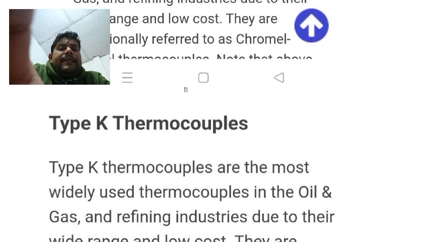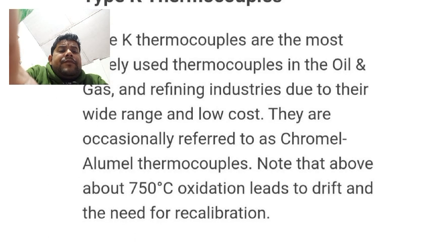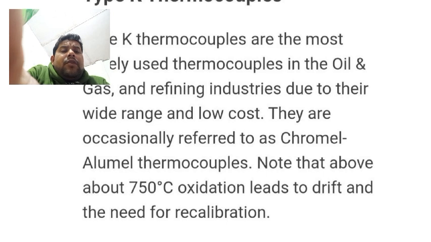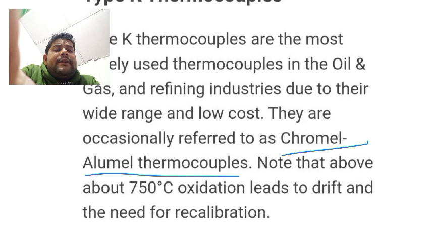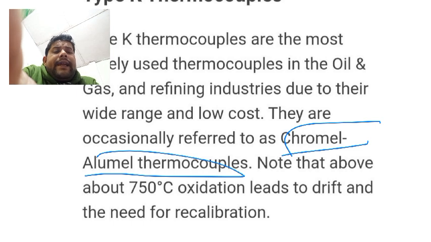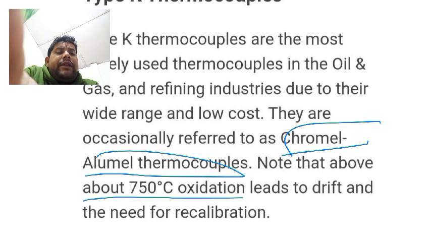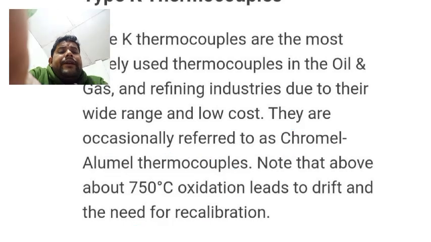Next is the K type. Low cost. They are generally referred to as the chromel alumel thermocouple. This is a very important chromel alumel thermocouple. Second, range about 750. Oxidation leads to drift, so recalibration is required.